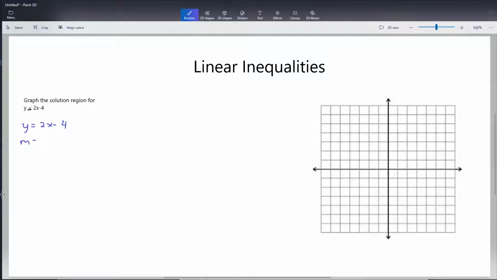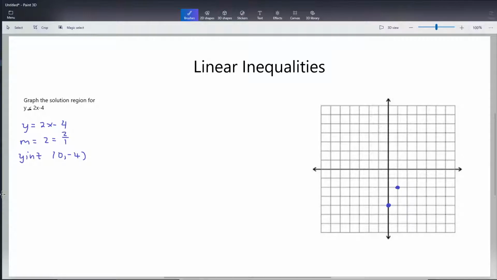So my slope is 2, or 2 over 1. And my y-intercept, well, my b value is negative 4, which makes my y-intercept 0, negative 4. Okay. So I'm going to start with the point 0, negative 4. That's right here. Okay, and then I'm going to find other points by doing the slope 2 over 1. So up 2 and over 1.